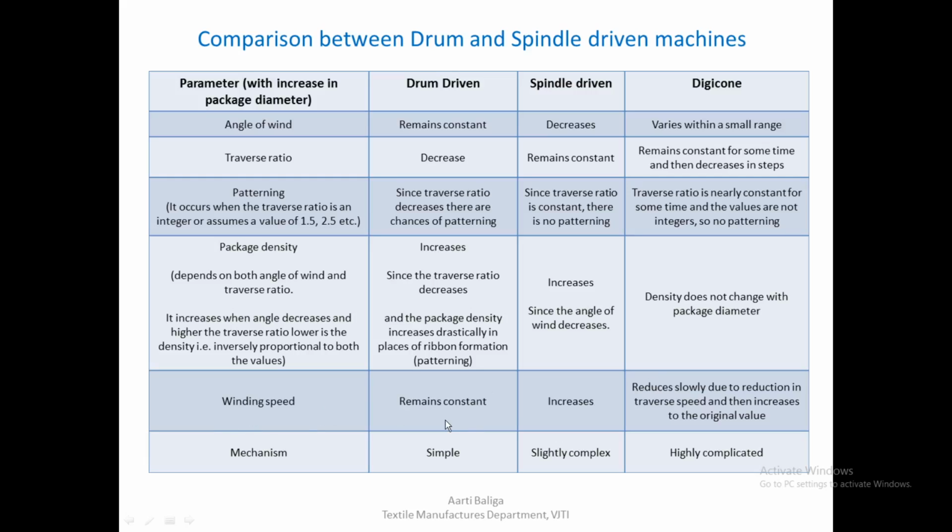Coming to the winding speed, in drum driven it is constant, in spindle driven it increases, but in digicone it reduces slowly due to reduction in traverse speed and then increases to the original value. When you come to the mechanism, drum driven is a simple mechanism, spindle driven is slightly complex, but in digicone the mechanism becomes highly complicated.